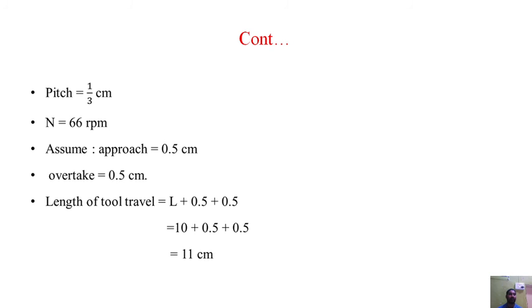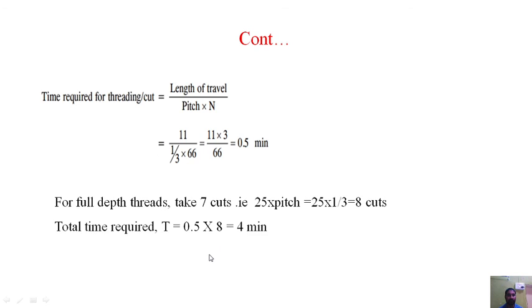So for the length of the tool travel, 10 centimeter is the actual length of the thread, 0.5 is the approach and 0.5 is the overrun. The total length to be covered by the tool is 11 centimeter. So the length of travel is 11, pitch is 1 by 3, and the time required for threading is given by the formula length of travel divided by pitch into RPM. So length is 11, pitch is 1 by 3, RPM is 66. That gives 0.5 minutes.